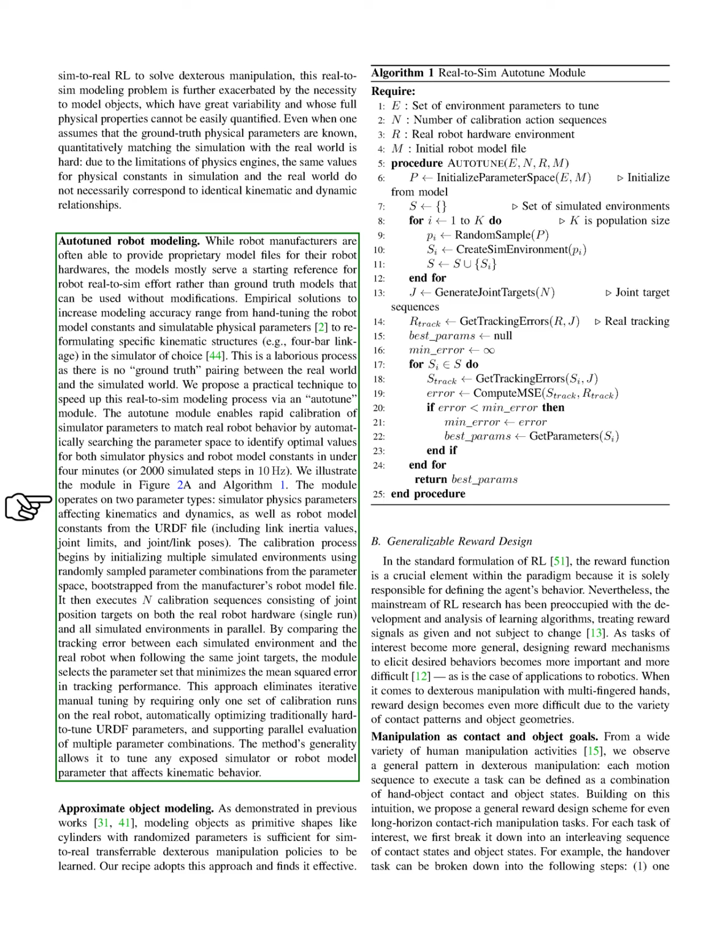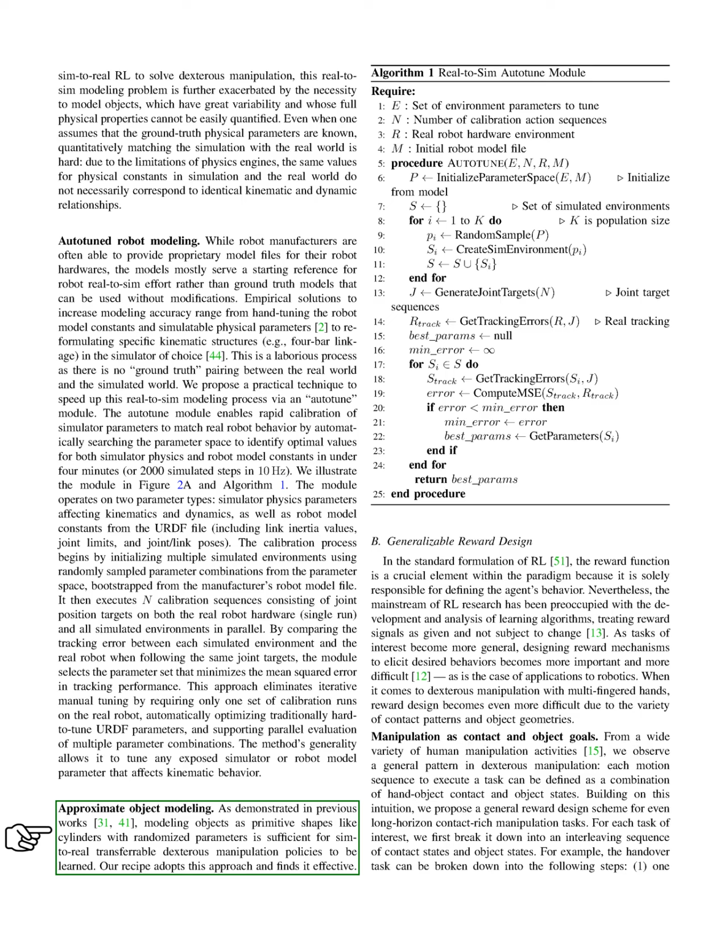The calibration process starts by initializing multiple simulated environments with randomly sampled parameters based on the manufacturer's robot model. It then runs calibration sequences on both the real robot and all simulated environments simultaneously. By comparing the tracking errors, the module identifies the parameter set that minimizes the mean squared error in performance. This method streamlines the tuning process, requiring only one set of calibration runs on the real robot and allowing for the simultaneous evaluation of multiple parameter combinations.